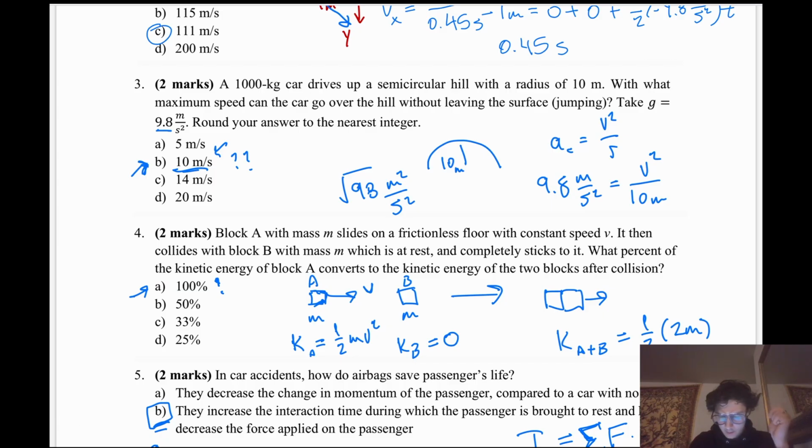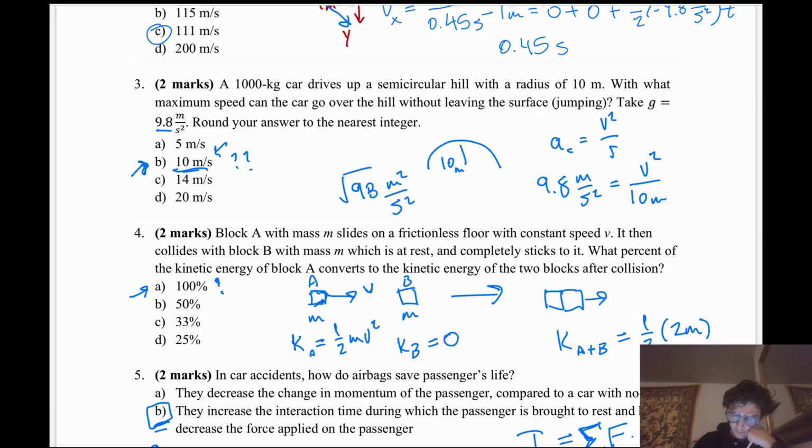A 1,000-kilogram car drives up a semicircular hill with a radius of 10 meters. What maximum speed can the car go over the hill without leaving the surface? Jumping. Take g to be 9.8. So you guys have been on a hill. If you drive really fast, you're going to leave off. So you have to drive slow enough. But if you drive too slow, you're not going to jump off. So there is a speed at which you are driving really fast and you're just about to leave off, but you're not. And then if you go just a little bit faster, you fly off.